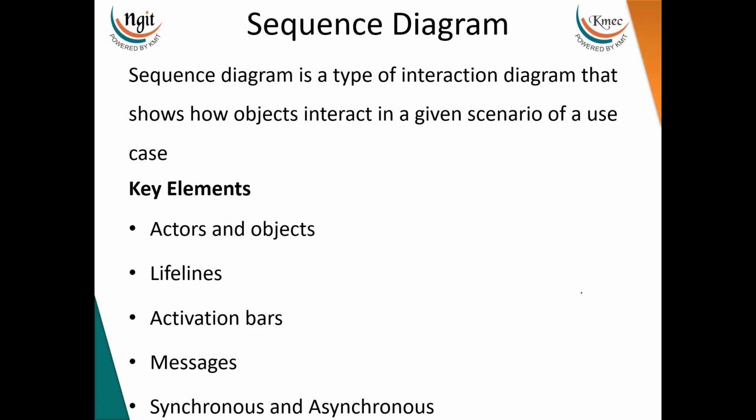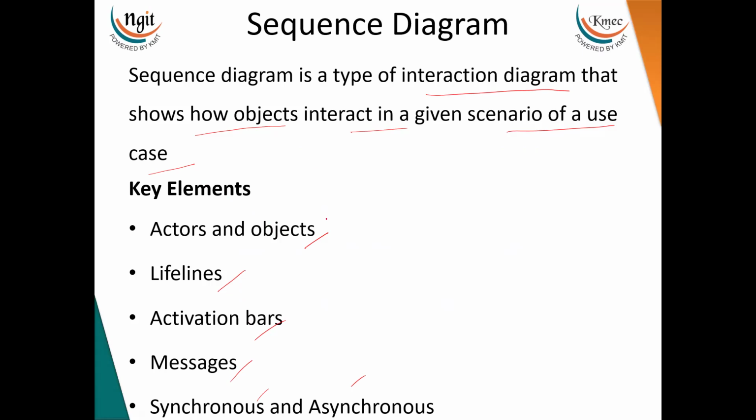Next is the sequence diagram. What is the sequence diagram? A sequence diagram is a type of interaction diagram that shows how objects interact in a given scenario of a use case. What are the key elements? Actors and objects, lifelines, activation bars, messages, synchronous and asynchronous.